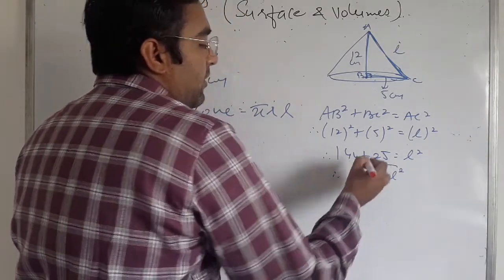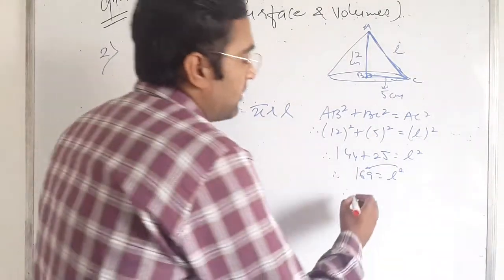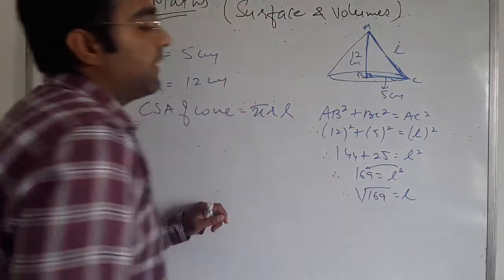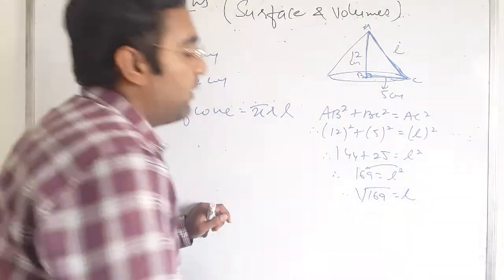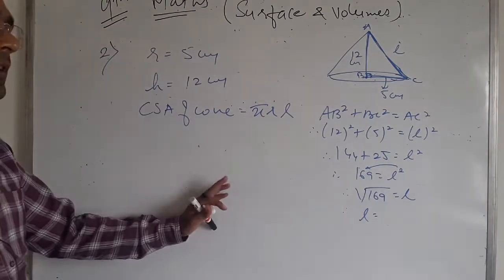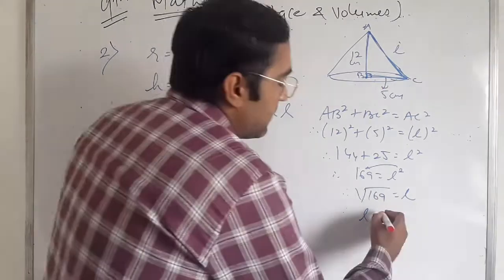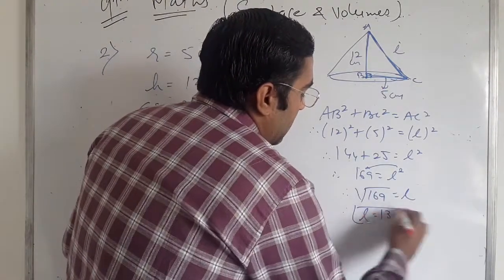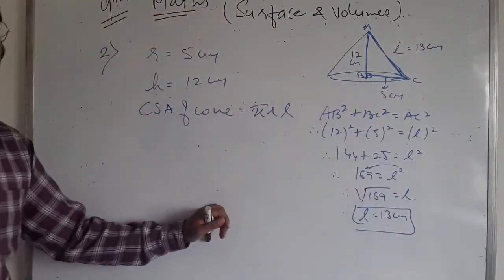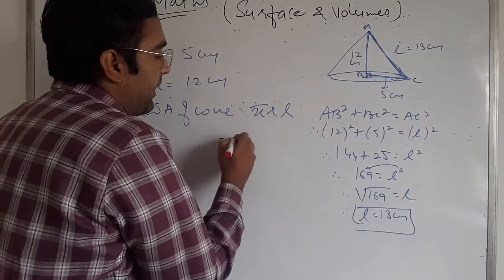Therefore, shifting the square to the other side, it becomes the square root of 169 equals L. So now the length of the slant height is the square root of 169, that is 13 centimeter. So my slant height is 13 centimeter. Now we have to put the value of the slant height here.